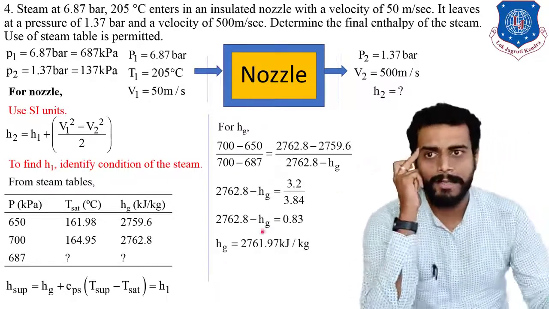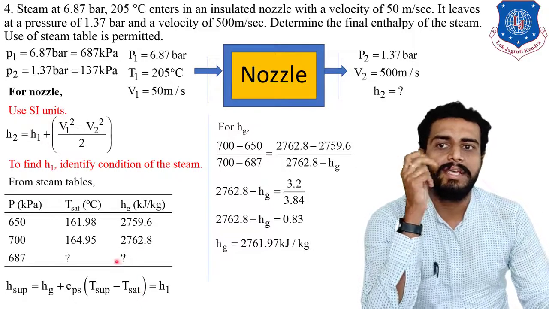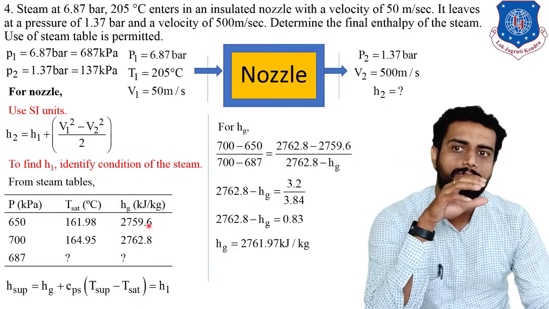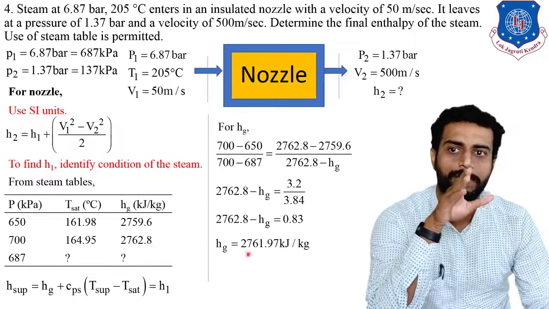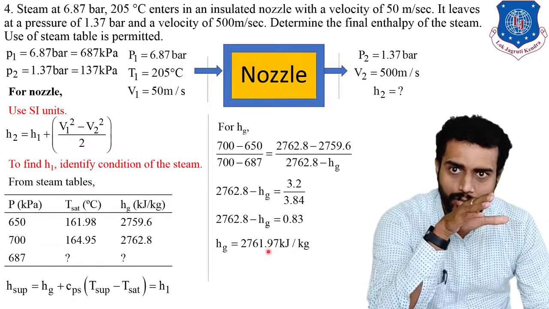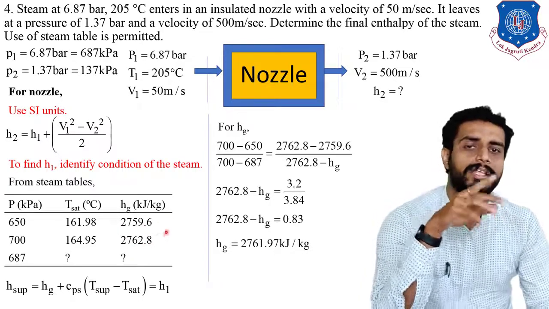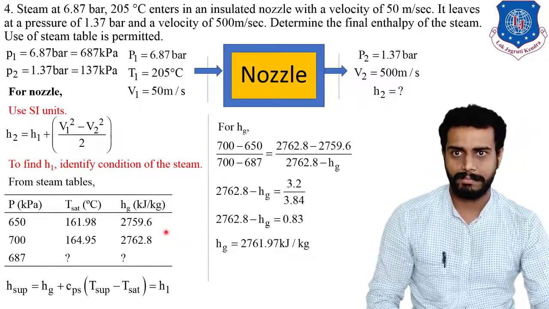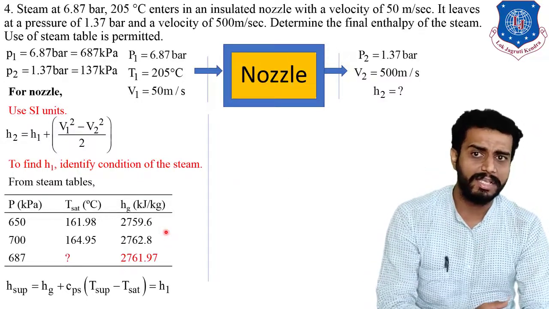Now think logically. This value of Hg shall lie between these two values, 2759.6 and 2762.8. See, your answer is also lying between these two values. That means we are right. Okay, now we have the value of Hg.